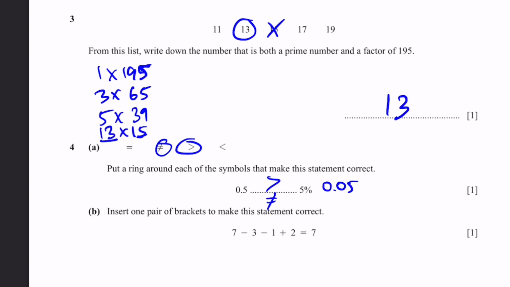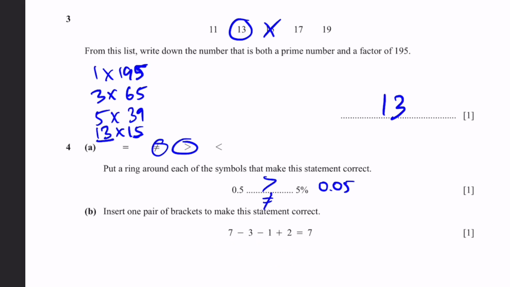B. Insert one pair of brackets to make the statement correct. 7 minus 3 minus 1 plus 2 is equal to 7. So there's only one answer, which is this bracket over here, which I will draw. Why? Because 3 minus 1 is 2, and 7 minus 2 plus 2 is equal to 7, right? And that's what we need. So this is the only answer.